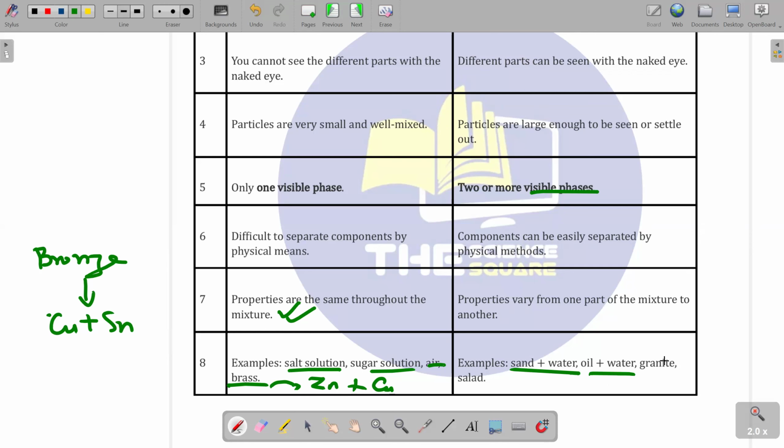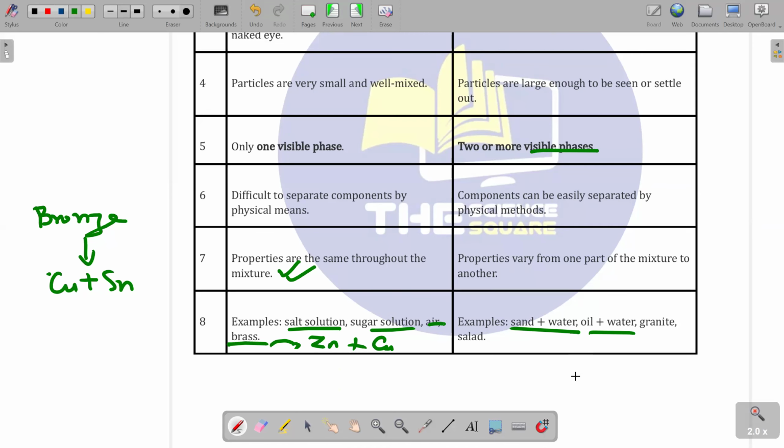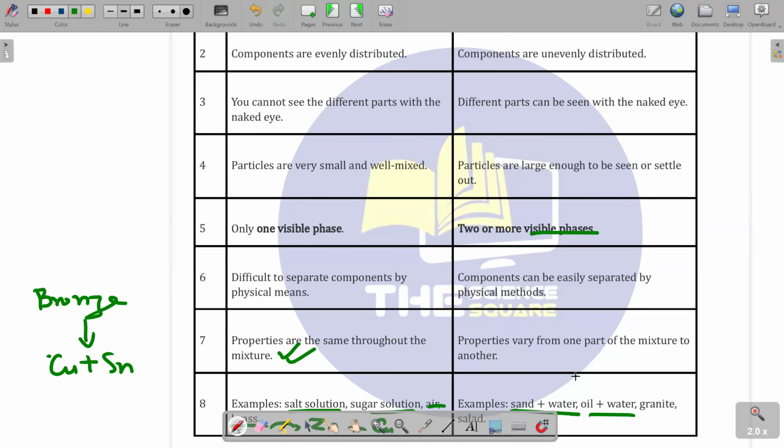Or even granite. These are examples of heterogeneous mixtures and homogeneous mixtures.